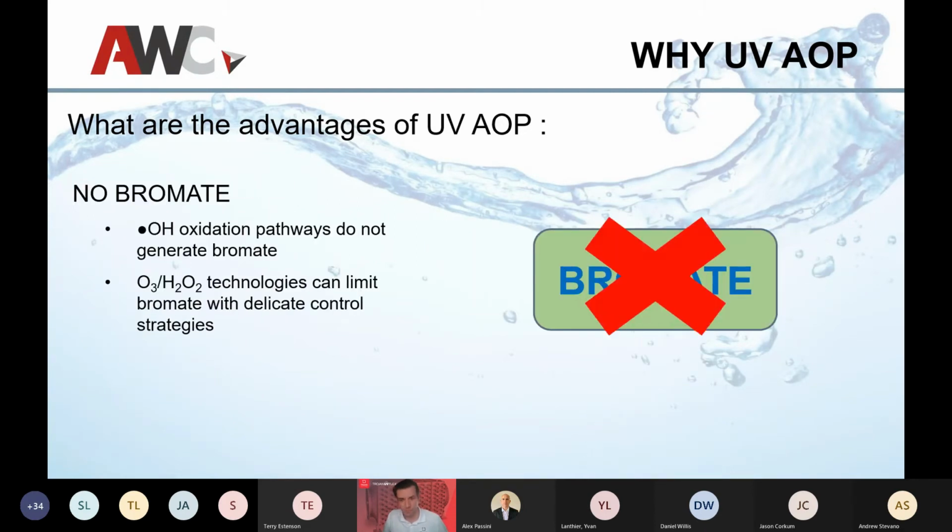In addition, the hydroxyl radical oxidation pathway has not shown bromate formation when bromide is present in the water. The use of ozone has been shown to generate bromate, which is a regulated byproduct of treatment, and this is a much lower concern when using hydroxyl radicals for contaminant treatment.